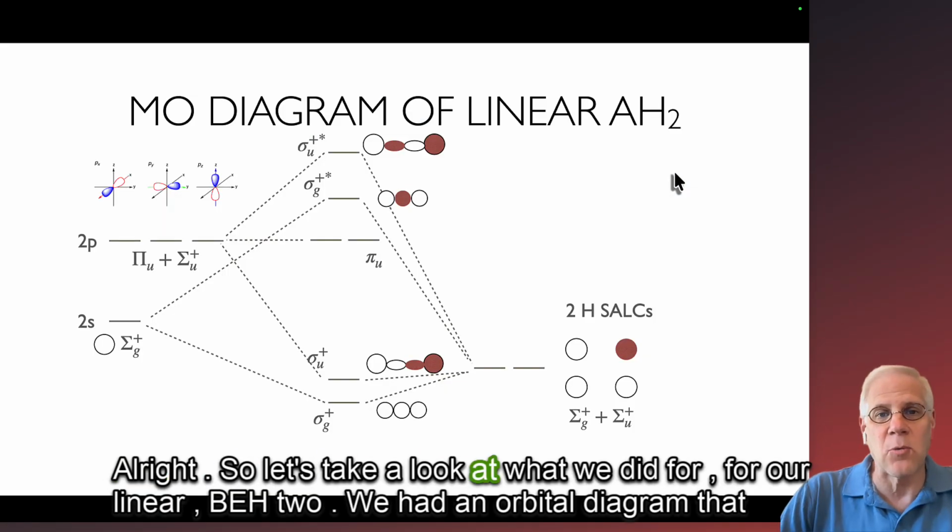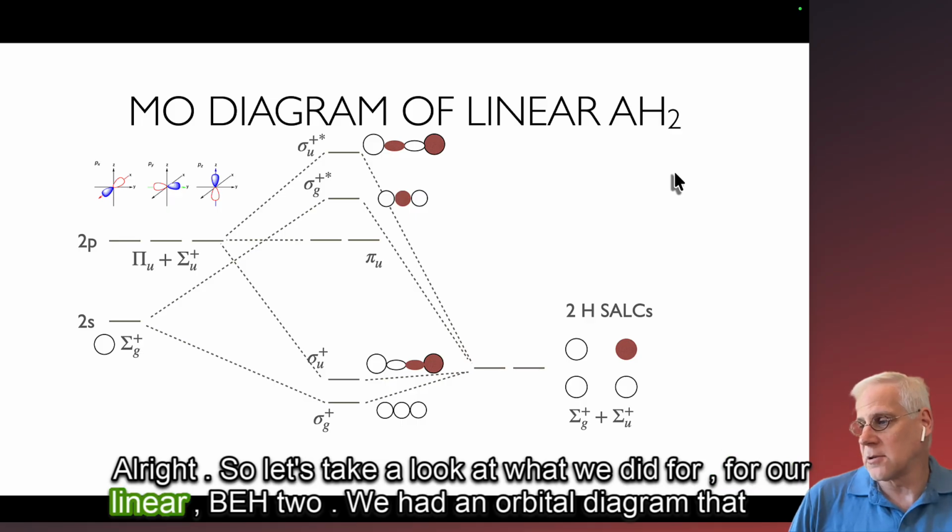All right, so let's take a look at what we did for our linear BeH2. We had an orbital diagram that looked like this.